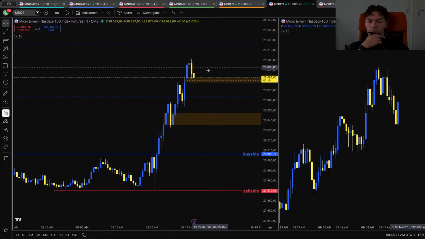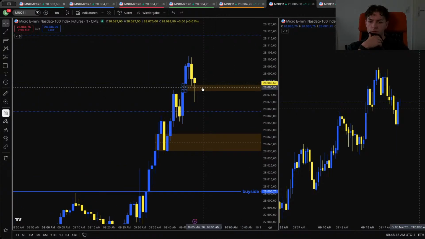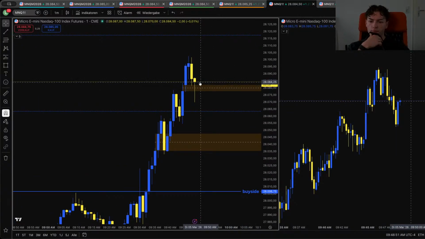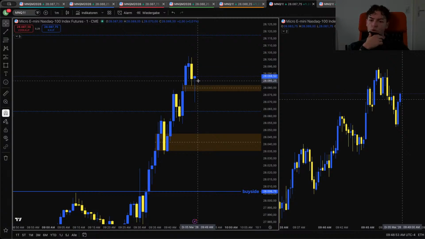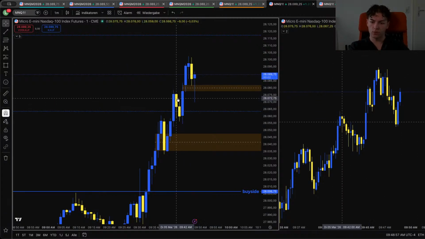If it's bullish, it should close above this midpoint or even higher. That would be even better. Trade it down into order block.